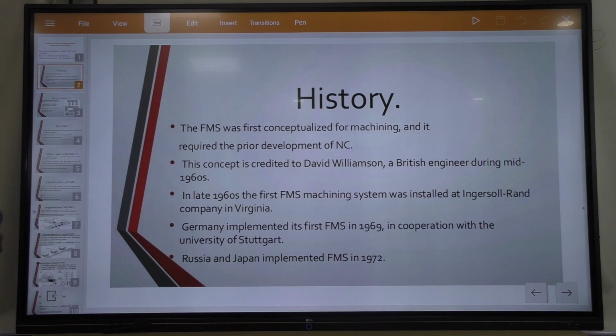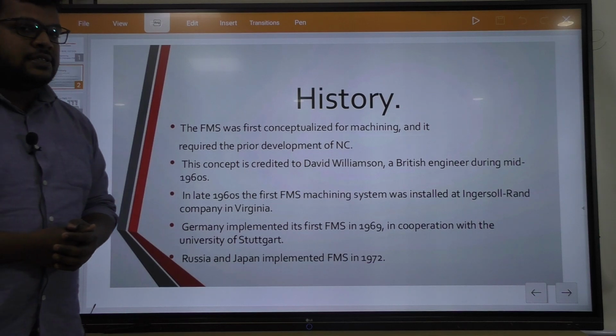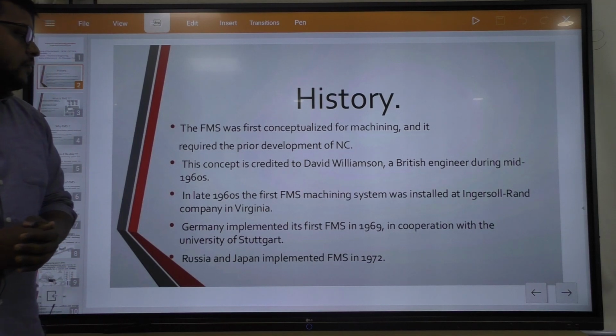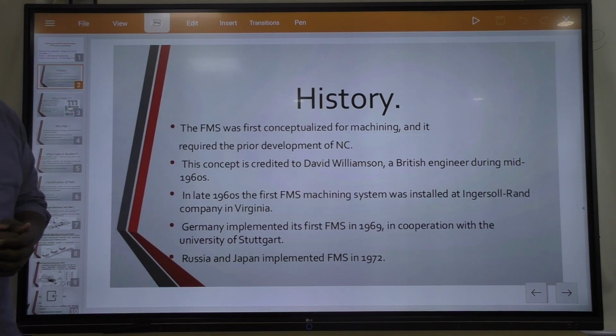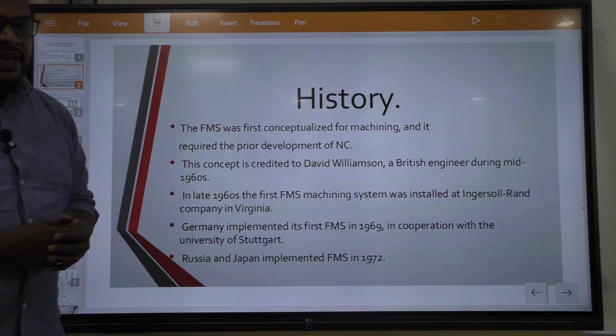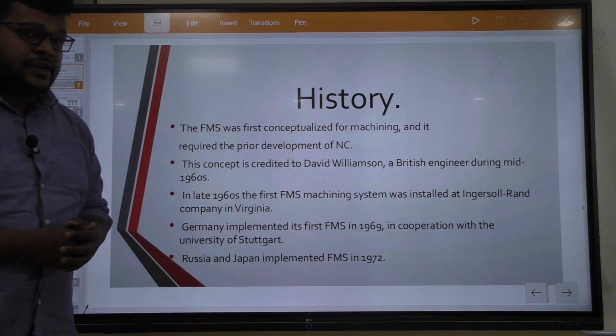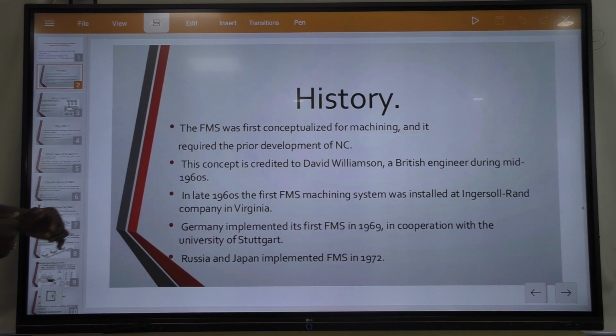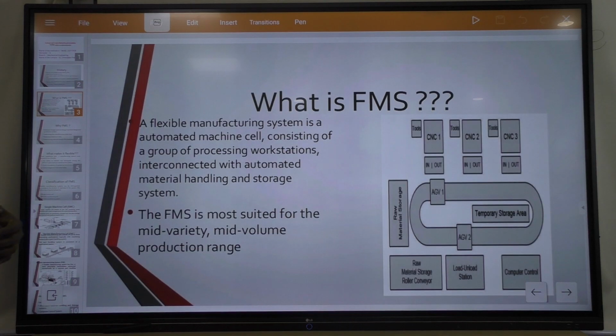Germany implemented its first FMS in 1969 in cooperation with the university. Then Russia and Japan implemented FMS in 1972. So the first FMS machines were introduced in 1960. After that, Russia and Japan implemented this flexible manufacturing system in the year 1972. So this is about the history of flexible manufacturing system. Let's see what is FMS.